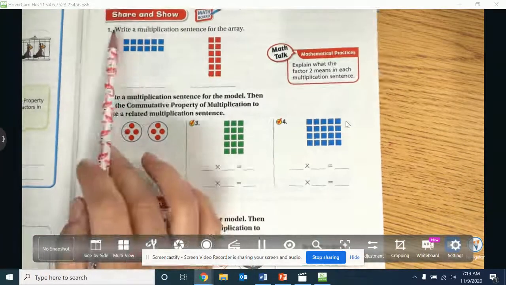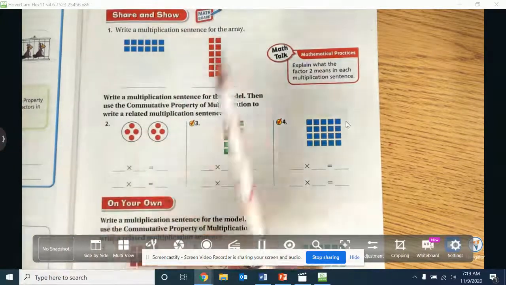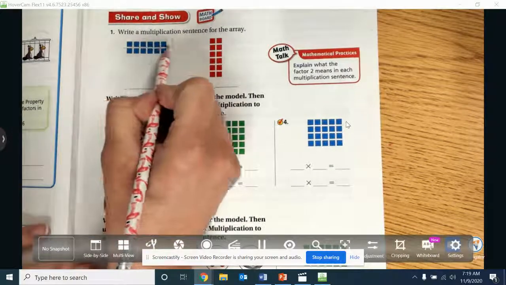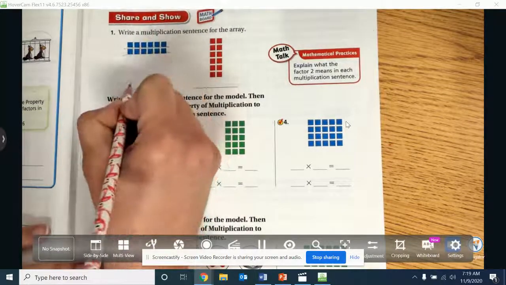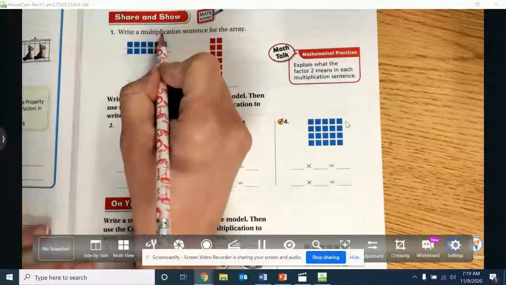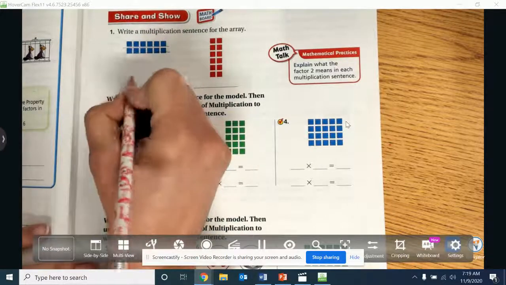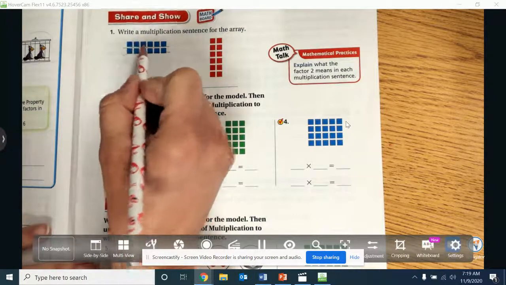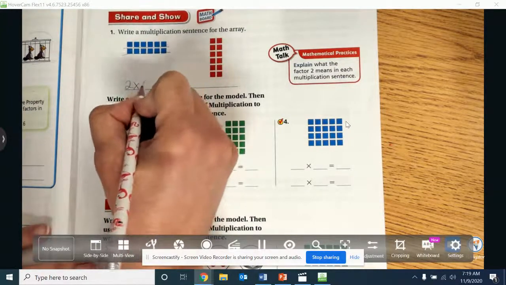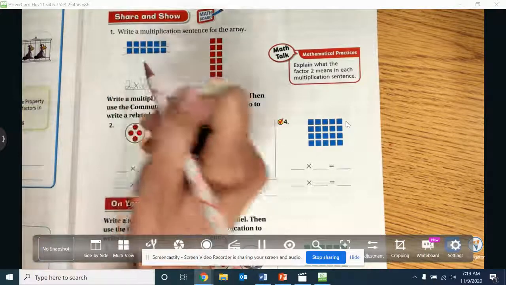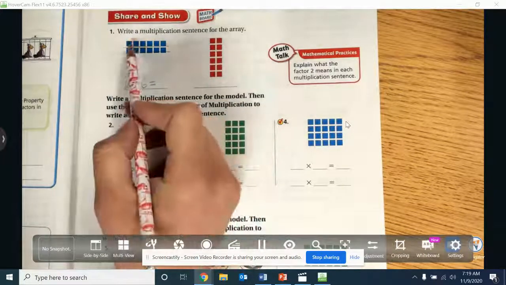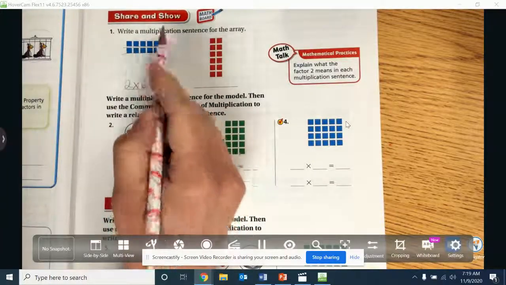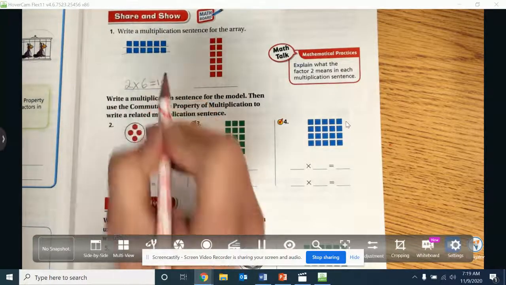Number 1, write a multiplication sentence for the array shown. First of all, we need to see how many rows there are. There are 1, 2. 2 rows. We need a multiplication sentence. So it's 2 times, how many are in each row? 1, 2, 3, 4, 5, 6. 2 times 6 equals, you can count them all together, or if you know, 6 plus 6 equals 12.